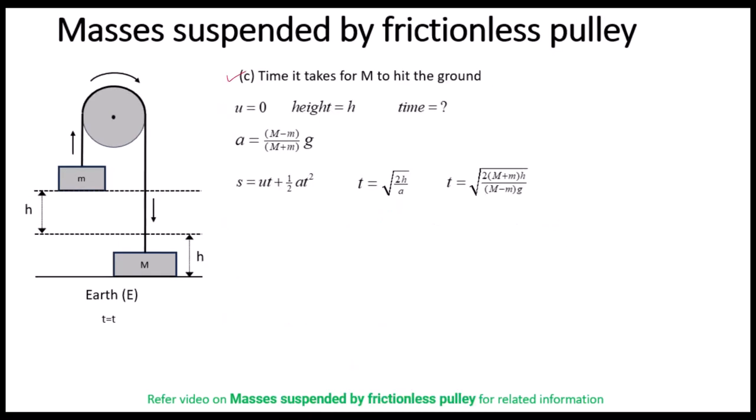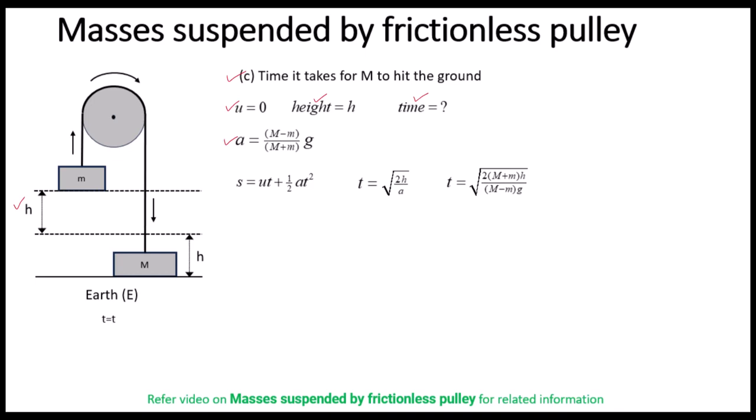What is the time it takes for the bigger object to hit the ground, which is how much time it takes to cover the height h vertically down, and which is also the same actually for the mass m to go up by height h. So let's see what are the given. So the object started with the initial velocity of 0. It has to cover a distance, or go down a height, of h, and what we also know is the acceleration, and what we need to find out is time.